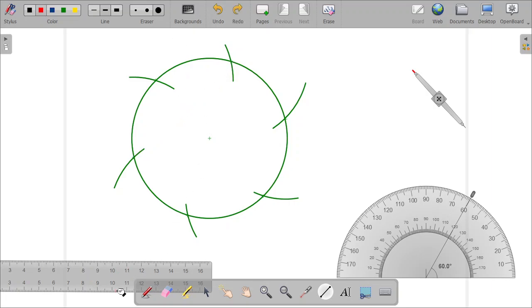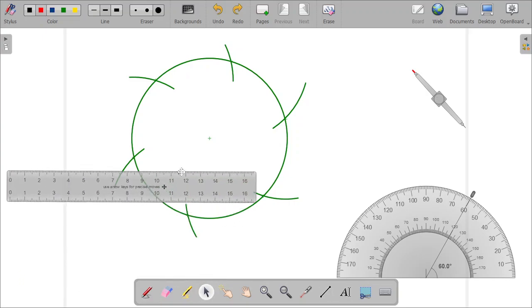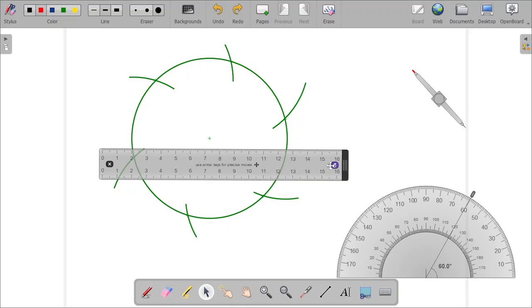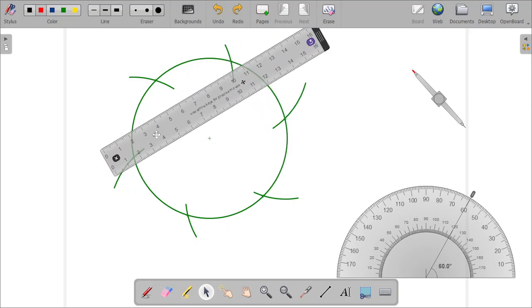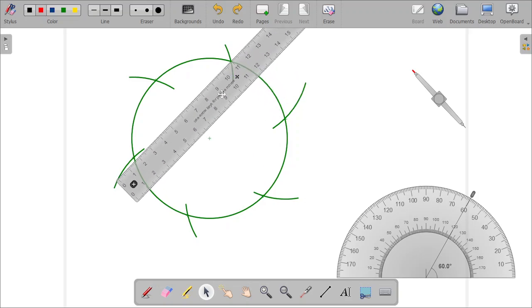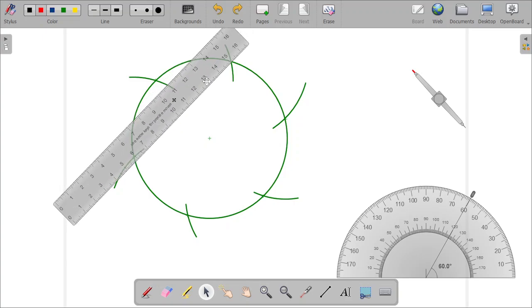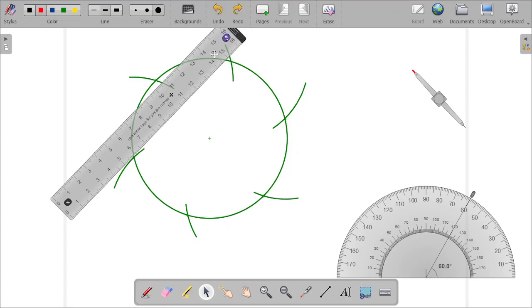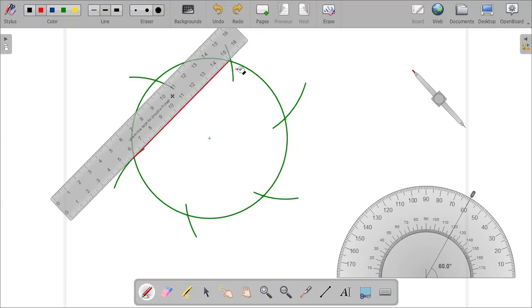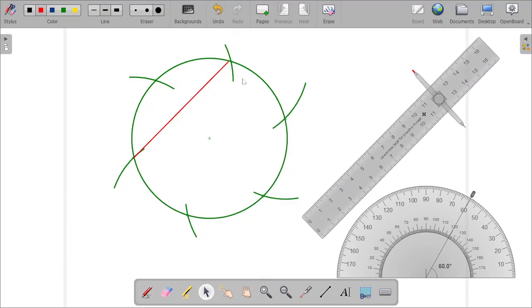Okay, hold on. Let me use my ruler to join. Yes, I think this is good. So I'm trying to connect this arc to this one. Yes, this is good. Then now let's draw the line. So I'm joining every other arc, right, like that. So next you join this arc here.